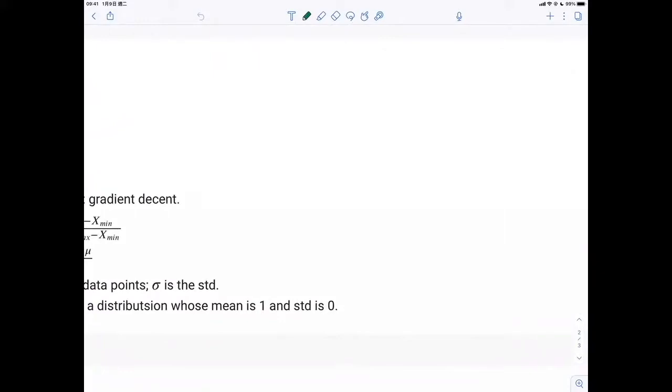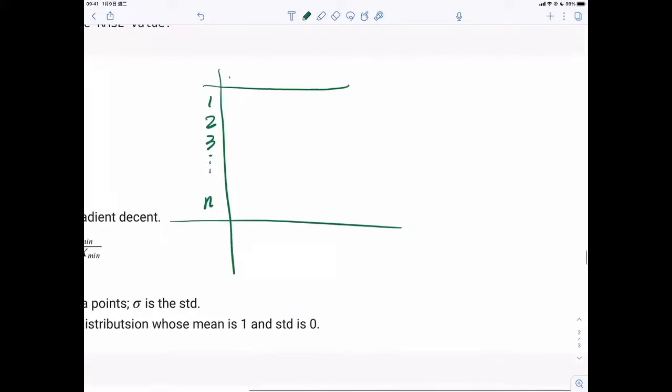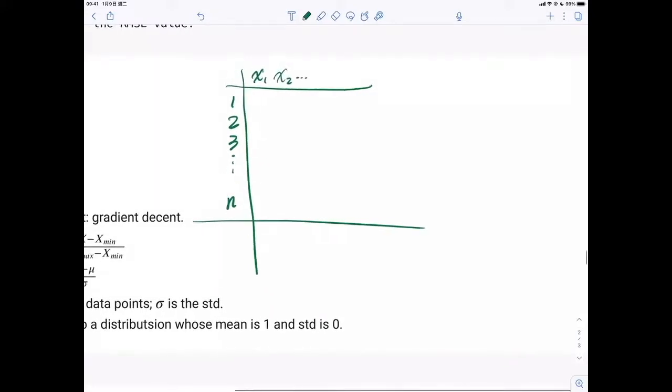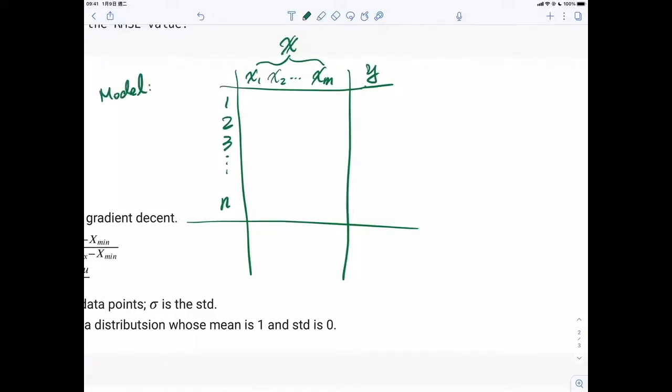So basically, when we talk about a model, we have a bunch of data right here, and as we mentioned before, we have a lot of features. For example, if we have n features, we use a big X to represent all those features. You use those features to describe a data set, and we have a target Y right here. The model means: I use a big X to describe the relationship between your features and the target.